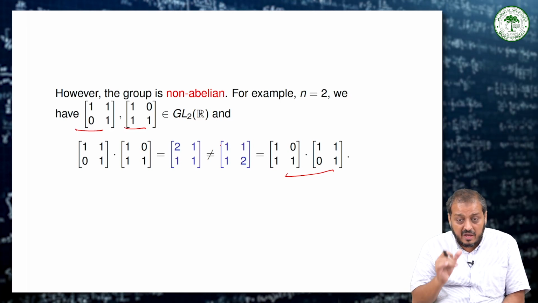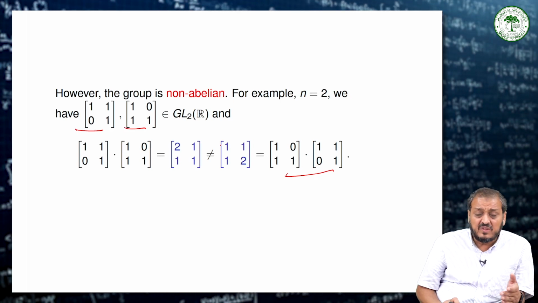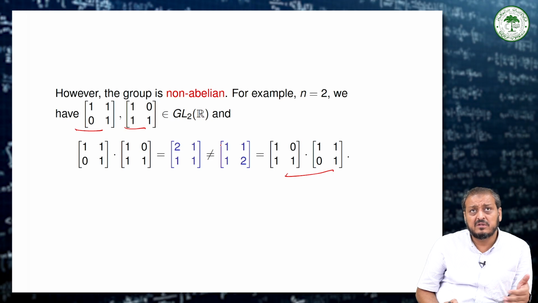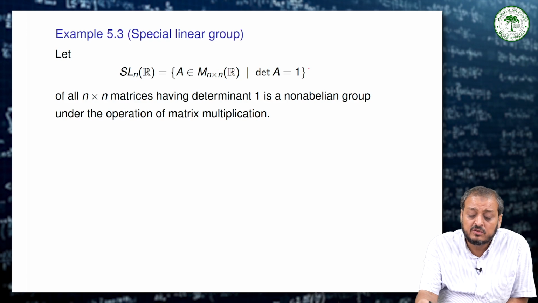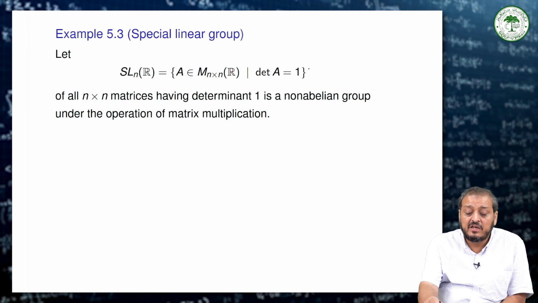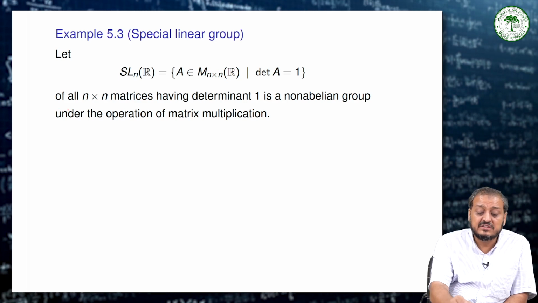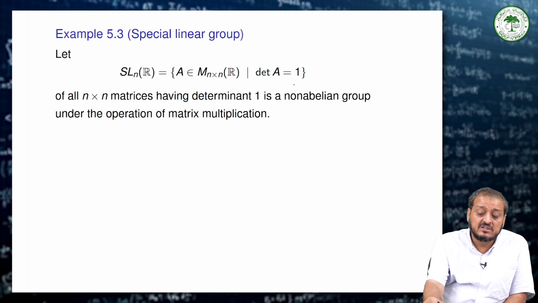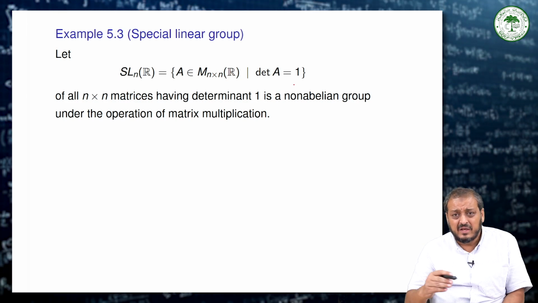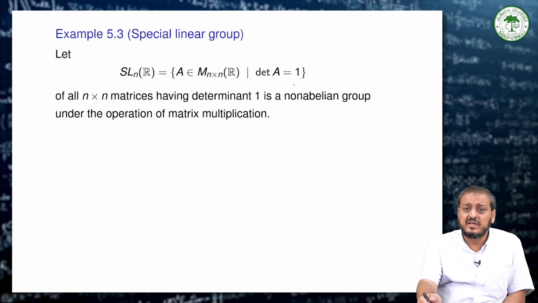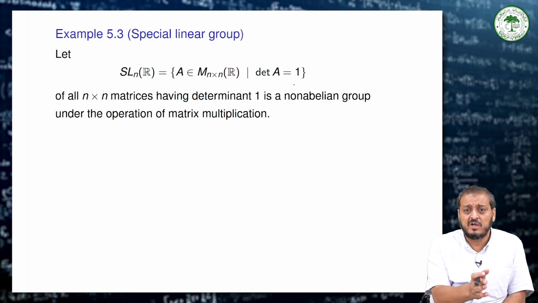So this is the example of a non-abelian group, and now we take a special case of this group. Suppose, in place of determinant not equal to 0, we write determinant of A equal to 1, for all n by n matrices having determinant 1. This is again a non-abelian group under the operation of matrix multiplication. Clearly, under this case it is closed, because the determinant of A is equal to 1; we take the determinant of A and B.